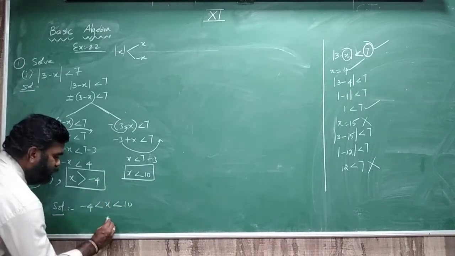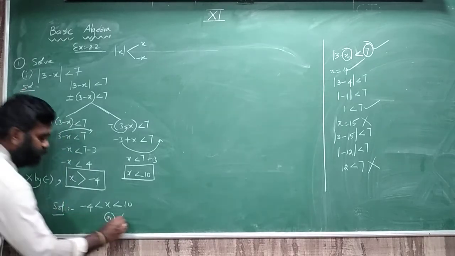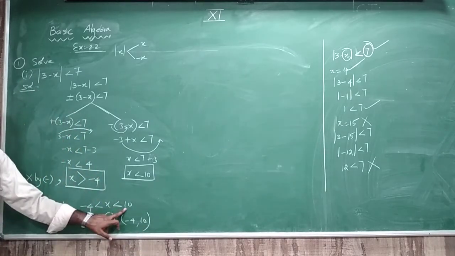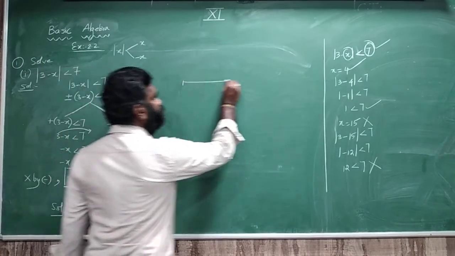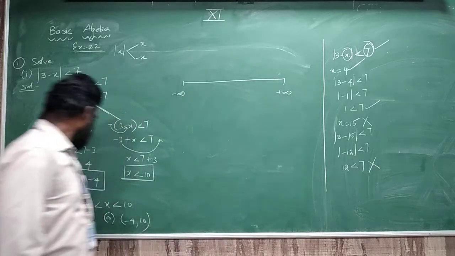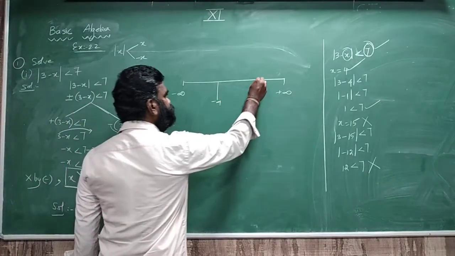Otherwise we can write it another way. What is the interval called? Open interval -4 comma 10. This is also a correct answer. If you want to check, you can put it on a number line. See here, this is -infinity, this is +infinity. First mark the -4 value and the 10 value. This is -4, this is 10.